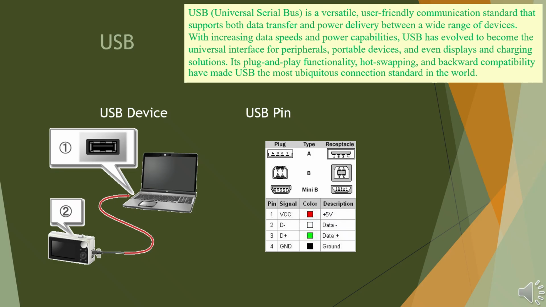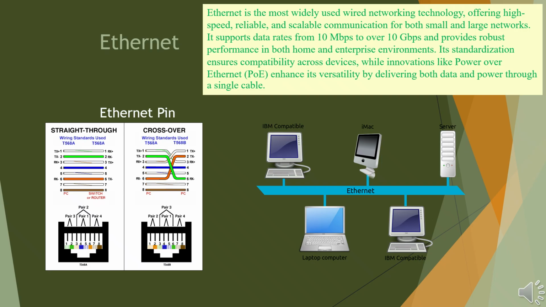In summary, USB has become the global communication backbone for modern electronics. It combines high-speed data, flexible power delivery, automatic configuration, and wide compatibility, all through a single, easy-to-use connection standard. Ethernet is one of the most important and long-standing communication standards in the world, and it forms the backbone of most local area networks, LANs.